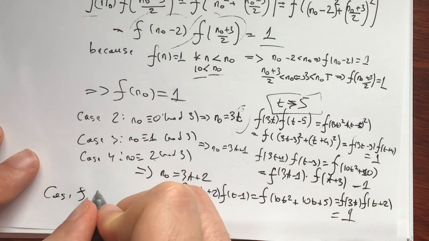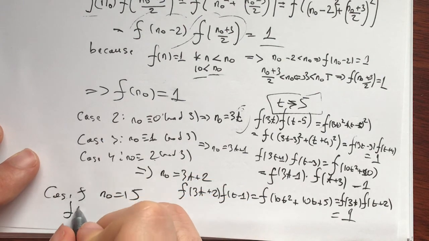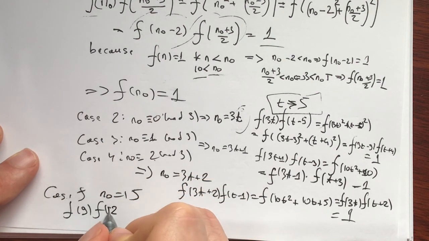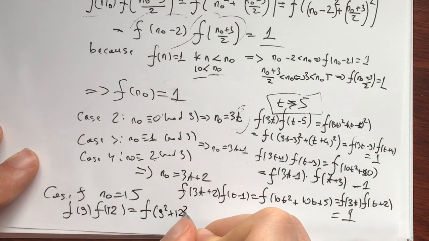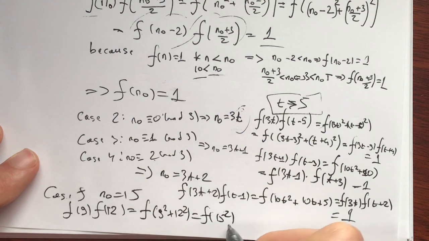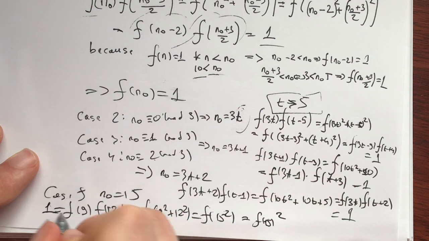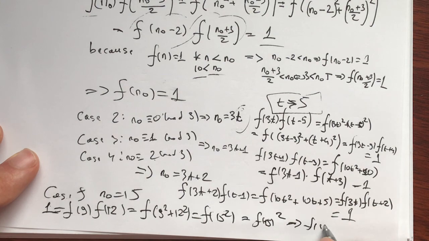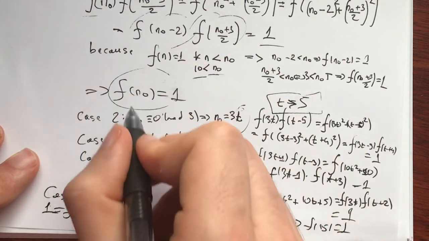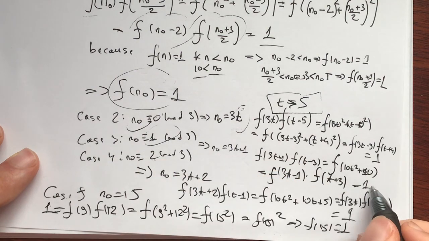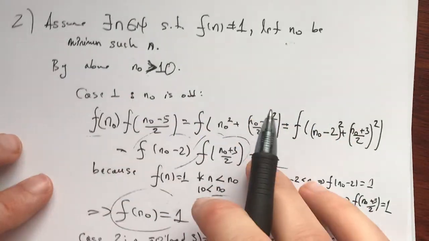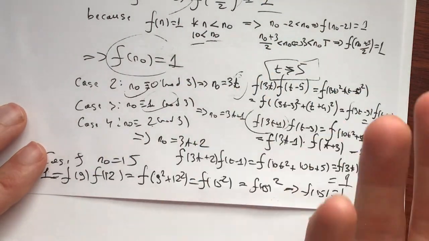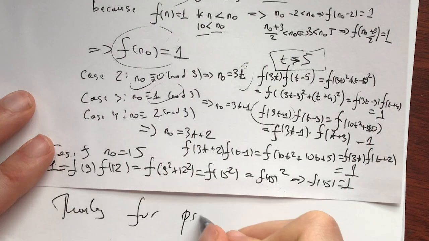Case 5, n0 is 15, and here we are done because f of 9 times f of 12 is equal to f of (9 squared plus 12 squared), which is f of 15 squared. And because this is 1, that implies that f of 15 is 1, i.e. for every single n0, we have that f of n0 is 1. So there is no smallest n0. And now from here, we are done. And as always, thanks for problem solving.